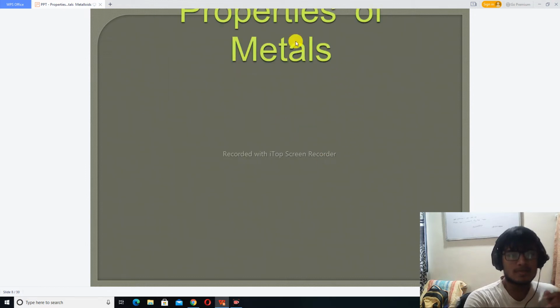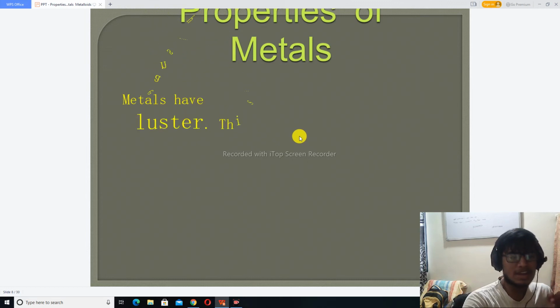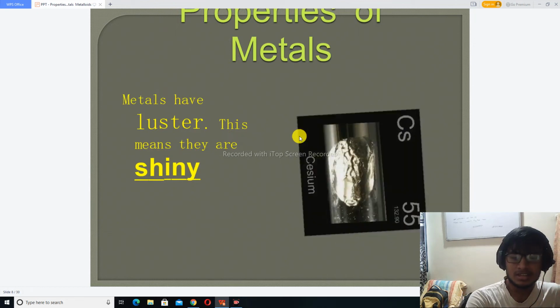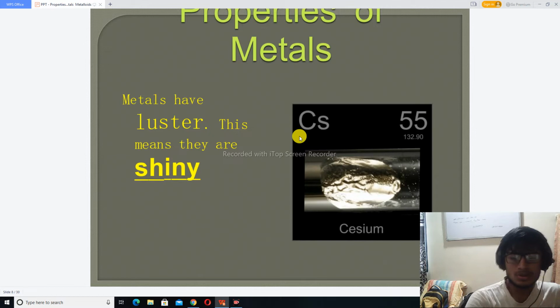So, properties of metals. Metals have luster property. This means they are shiny. Everyone knows gold and silver are shining metals and are the precious metals in the world. This is also known as lustrous property, and it is the main property used for precious metal identification.